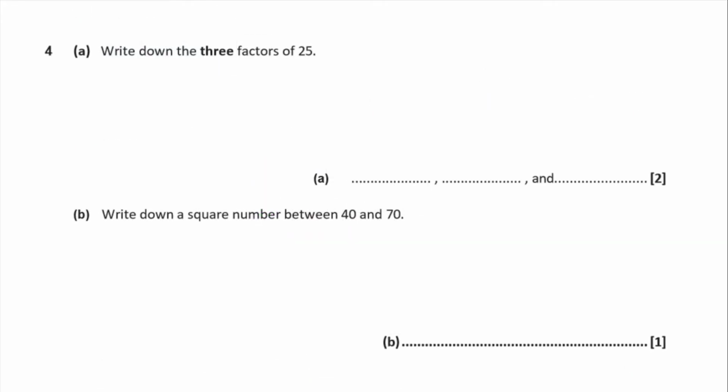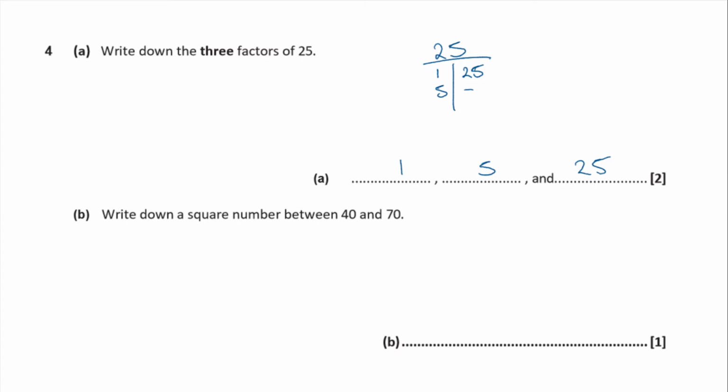Question 4. Write down the 3 factors of 25. Okay, I normally find my factors in pairs. So 25, I start with 1. 1 goes with 25, so I've got 2 of them already. 2, no. 3, no. 4, no. 5, yeah, 5 goes with 5. So they're my 3 factors. 1, 5, 25.